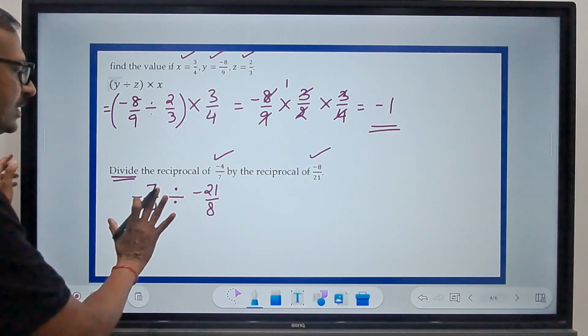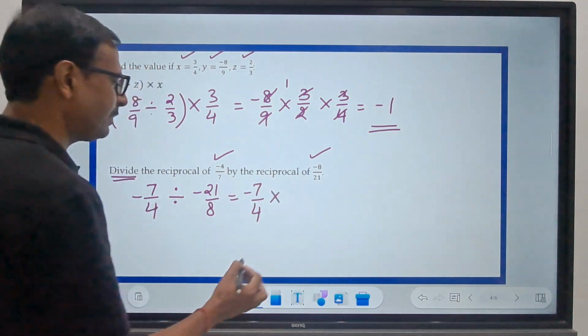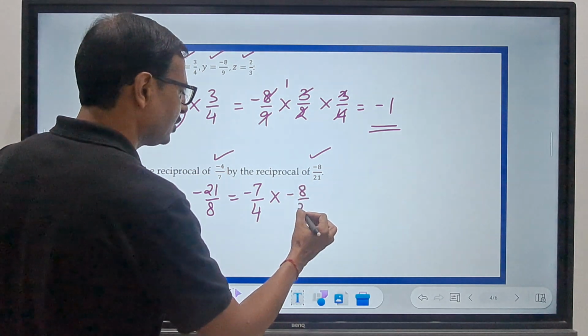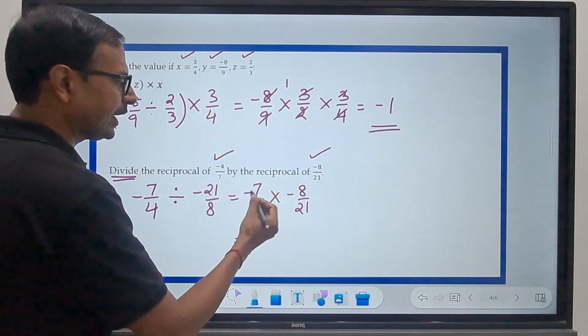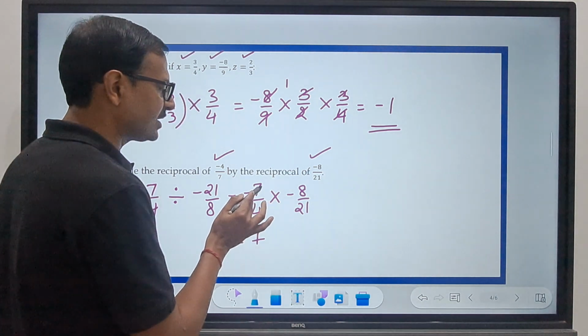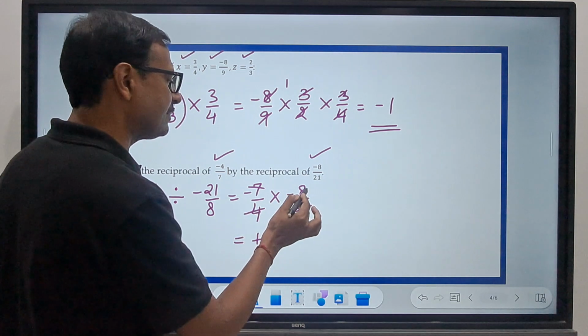Now to carry out this division, I need to convert division to multiplication and take the reciprocal of this, minus 8 by 21. Now there are two negatives, so your answer has to be a positive number, and there are factors which are cancelling out. So 7 1 times, 7 3 times, 4 1 times, 4 2 times.